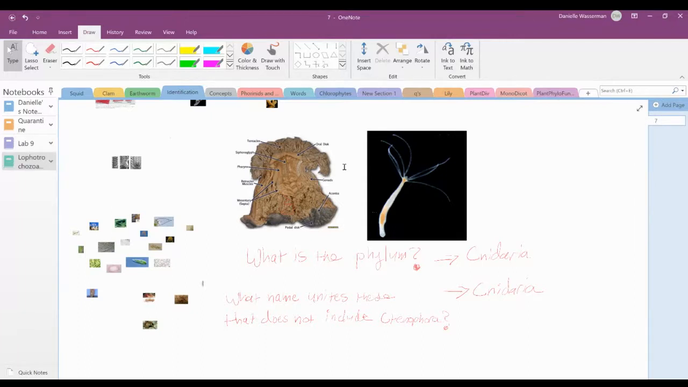So that's why I like it. It's because you have to memorize one less thing, but these questions get the same answer. They're asking for the same thing. So if you can answer this, then you can hopefully answer this. If you can answer this, you can definitely answer this. So what you're going to get, what is the phylum, is actually, I believe, a harder question than the roundabout, which is what name unites these that does not include Ctenophora. So hopefully that's useful information to you.